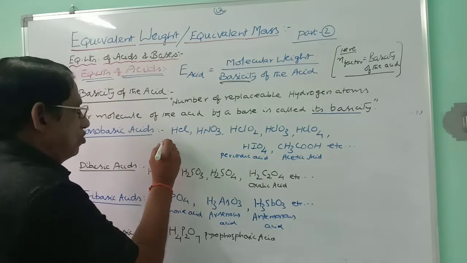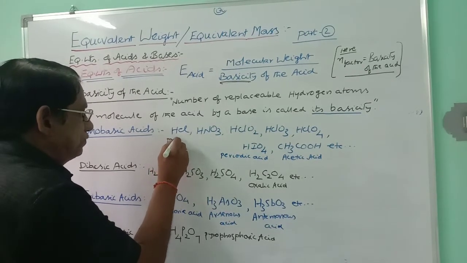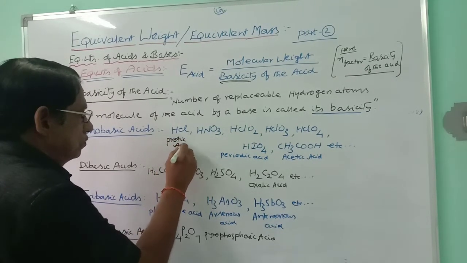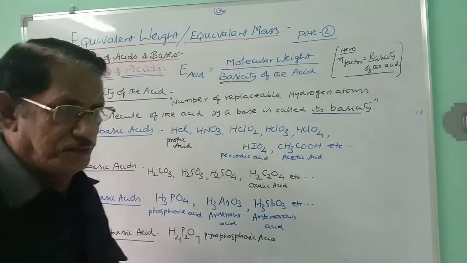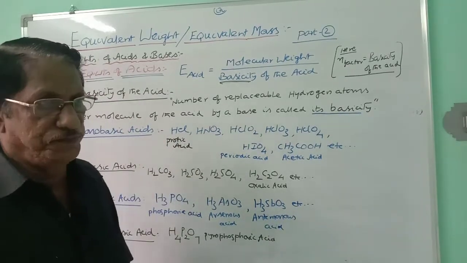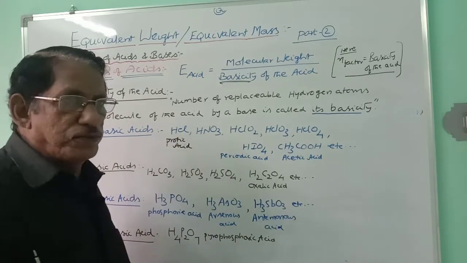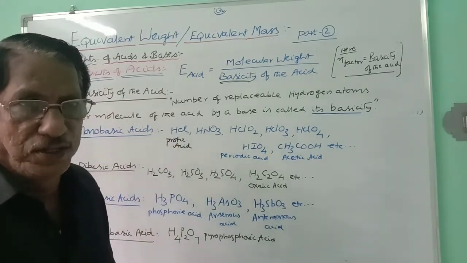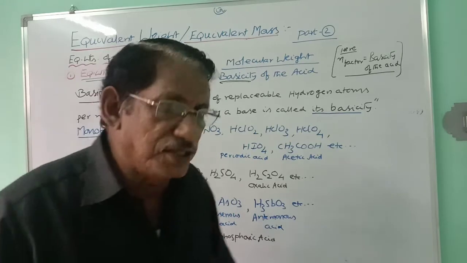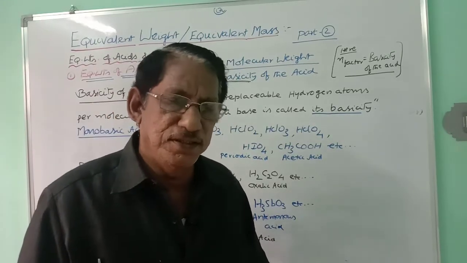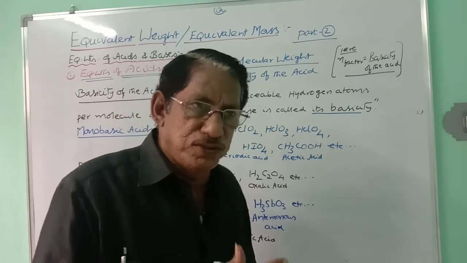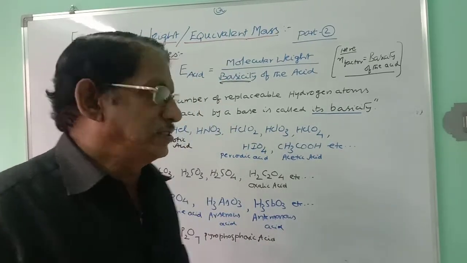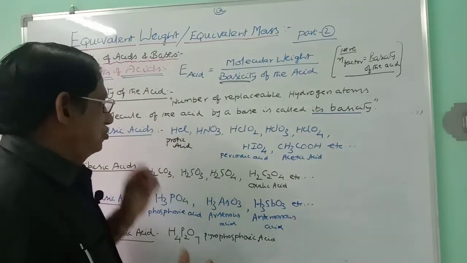Hydrochloric acid is also called protic acid, because here the proton is directly attached to the nonmetal. That is called protic acid. And HCl, when dissolved in water, produces H plus and Cl minus ions. As it is producing H plus ions in water, it is an acid, and only one H is present in the HCl molecule, which can be replaced by a base. So it is a monobasic acid.